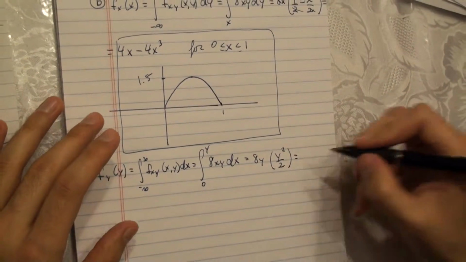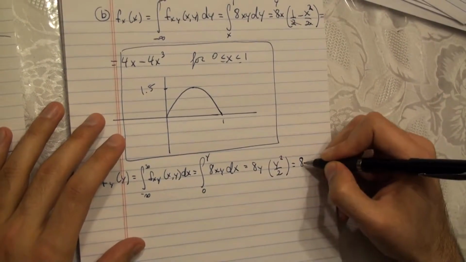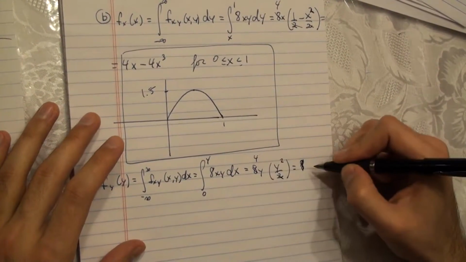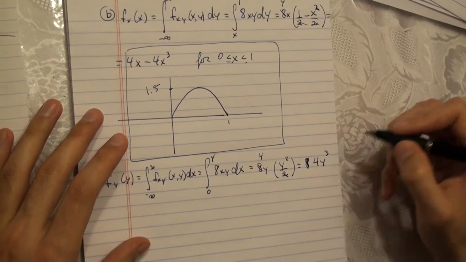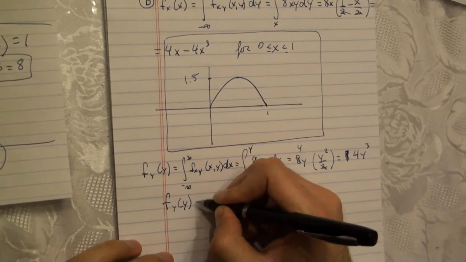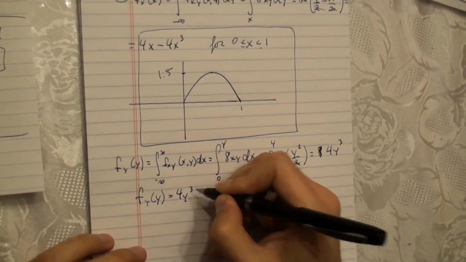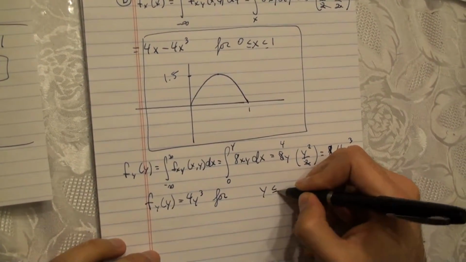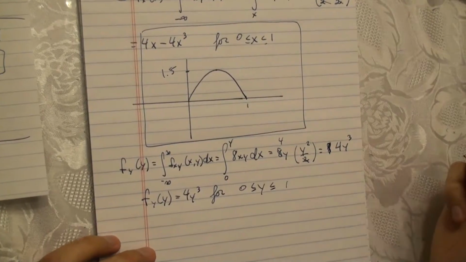And this is just going to become, let me do this. The 2 cancels with the 8 to make a 4, so I get 4 y cubed. Now I'm going to just write it again. This is 4 y cubed between 0 and 1.